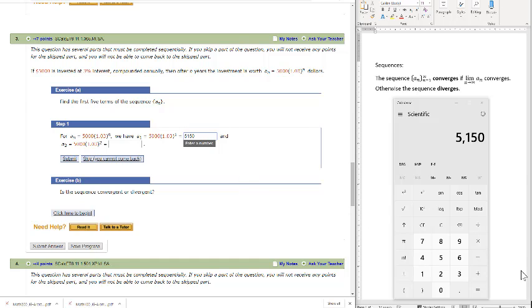And then they want us to find out what 5,000 times, and then we have a parentheses here, 1.03 raised to the second power is. So 1.03 raised to the second power is 1.0609, and then we multiply that by 5,000, and we have this number, 5304.5.